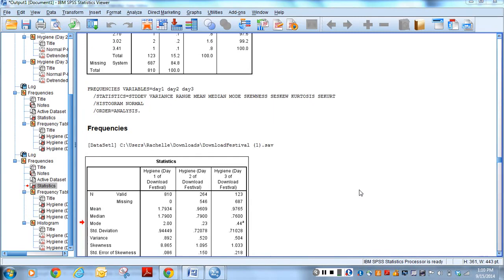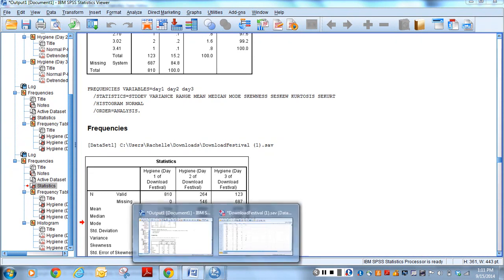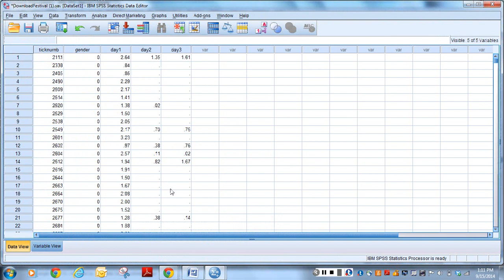So, using these numbers to calculate your skewness and kurtosis z-scores, that's one way that we can use the numbers to determine the normality of our data. Another way is by using the KS test. So let's go back to our data view, and now let's complete a KS test.